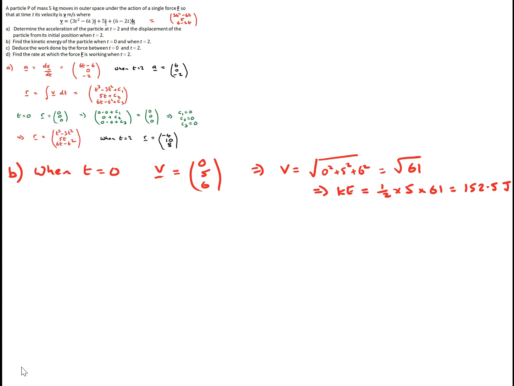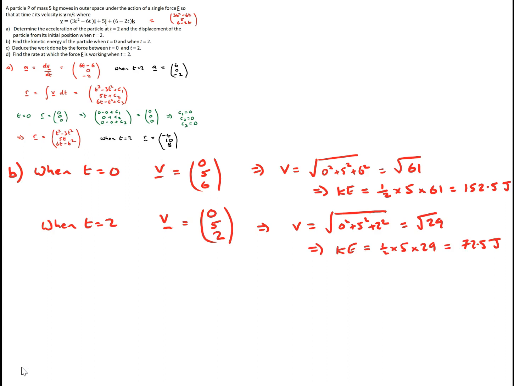When t equals 2, we've got the velocity is (0, 5, 2). So the speed is the square root of 0 squared plus 5 squared plus 2 squared, which is root 29. And the kinetic energy is going to be a half times 5 times the speed squared, which is 29. So we've got a kinetic energy of 72.5 joules. So we've got the kinetic energy of the particle at the two times.